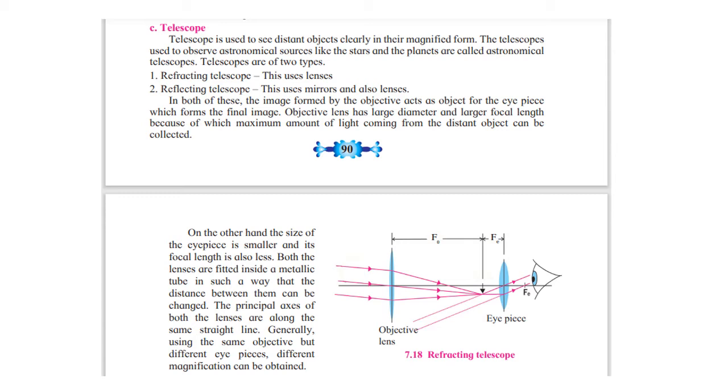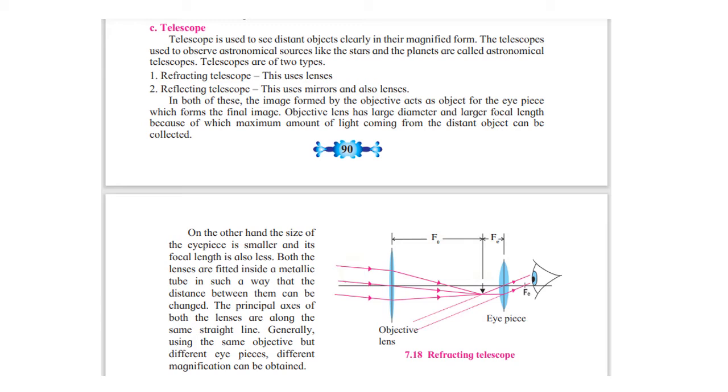They are of two types. One is called a refracting telescope. They are called refracting because they use lenses, and the other one is called a reflecting telescope because they use a combination of mirrors as well as lenses. If you remember, in the 9th standard we had learnt about reflecting telescope, Newtonian, etc. Now in this case, if you look at the image, a refracting telescope.